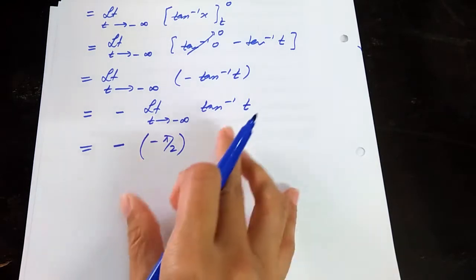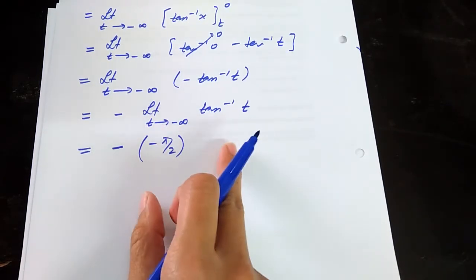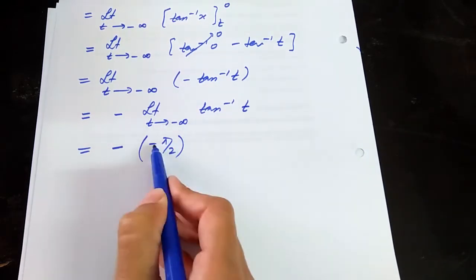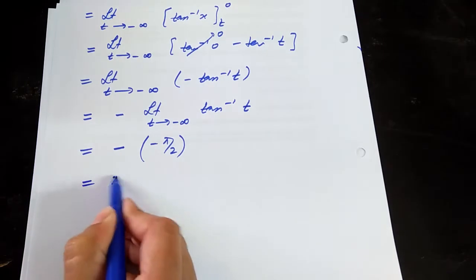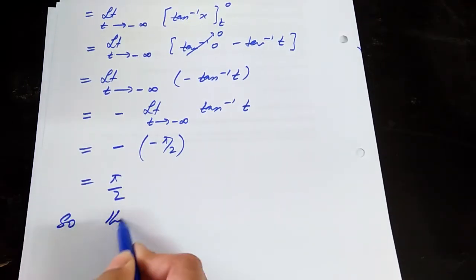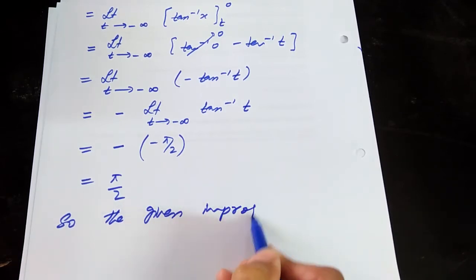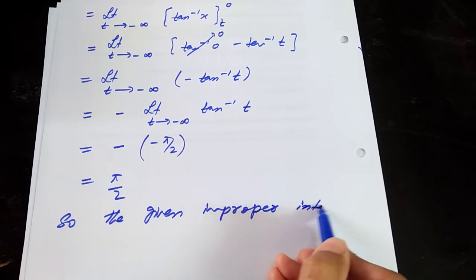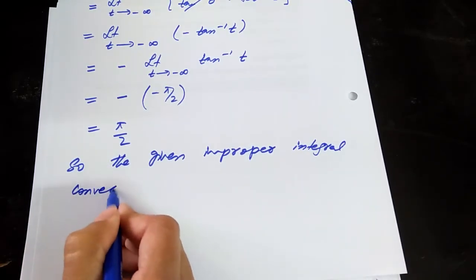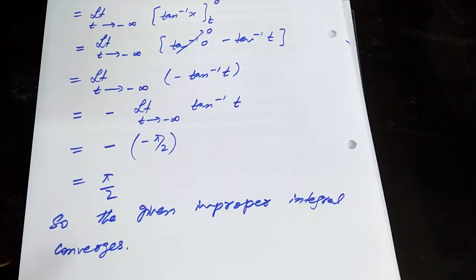You know that the asymptotes of the tangent graph are where the tangent becomes undefined, at pi by 2. This is negative infinity, so you will get negative pi by 2. So here it is pi by 2. So the given improper integral converges, because you got some defined answer here.